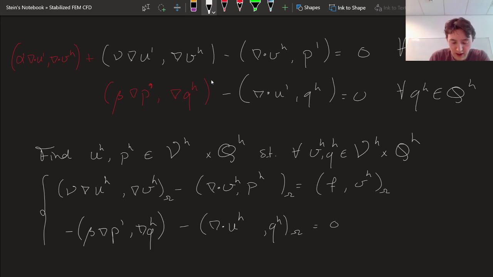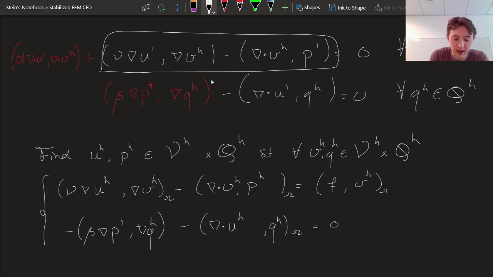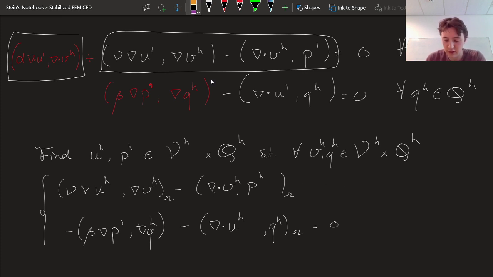Same thing for the first line. This should have said all these fine scales in here as well, but those fine scales, those are these, so I can replace that by that, and that means that our equation is now going to include another term, minus alpha divergence u prime, comma v divergence vh.